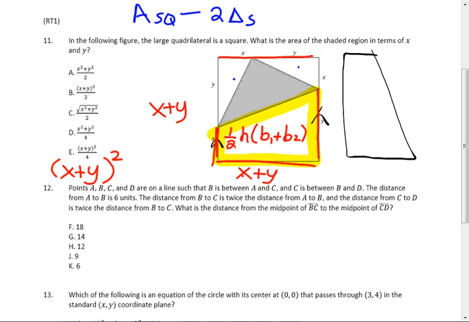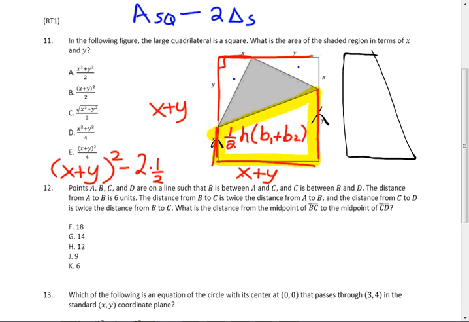Do exponents distribute over addition? No. They do distribute over multiplication, but not addition. Then you're going to do what? 2 triangles? 2 times 1/2. What's the base of my triangles? It doesn't matter which is which.